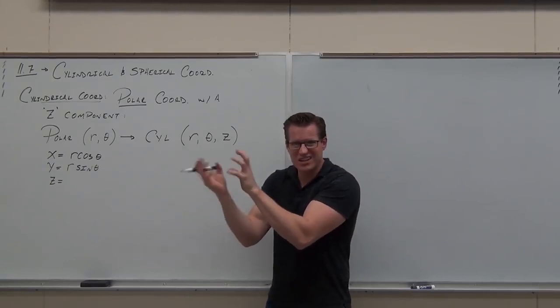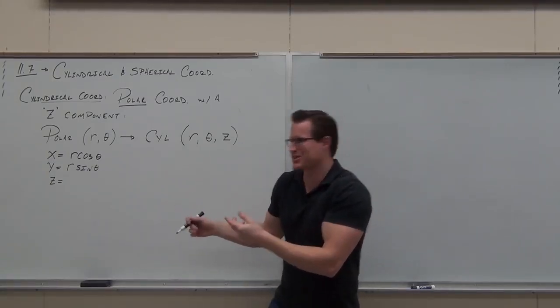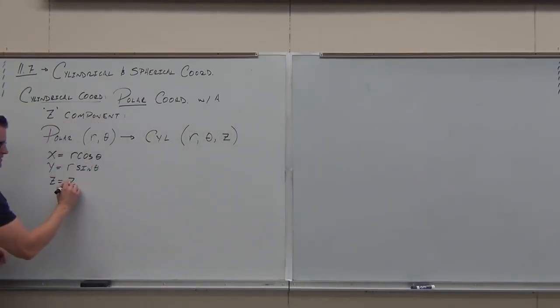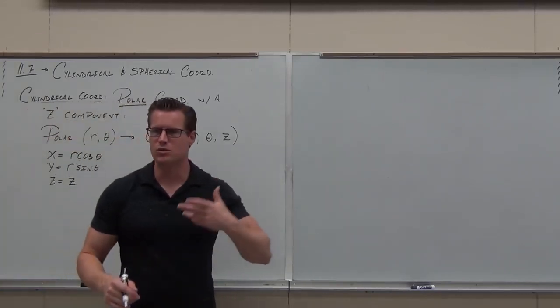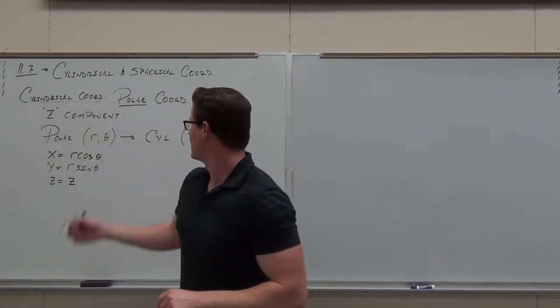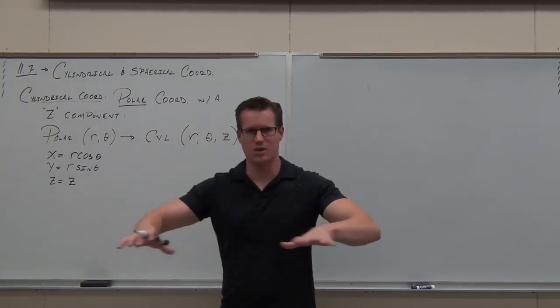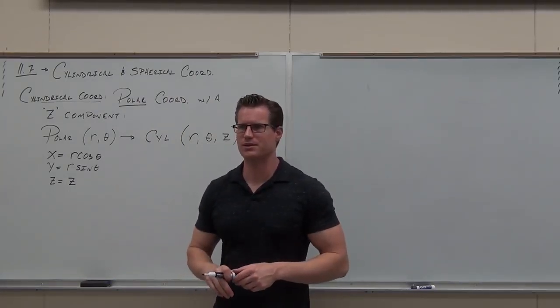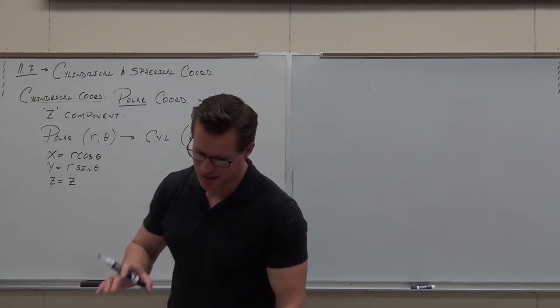The polar change is the cylindrical change. Z, just let z equal z. It's still giving you the height above the xy plane. This z is giving you the height above the xy plane. Same z. Are you with me on the same z? That's pretty cool. It's pretty easy to do.